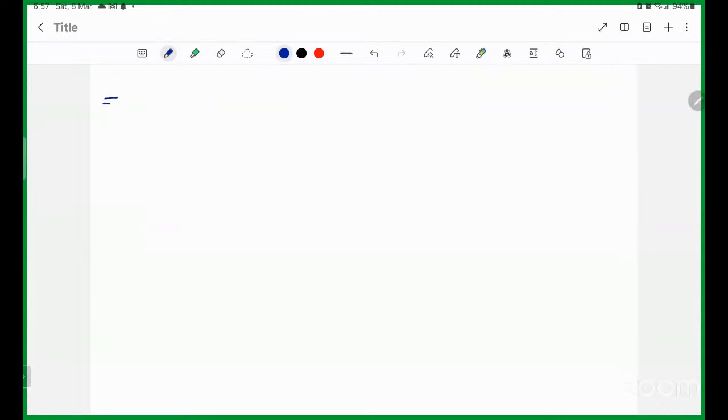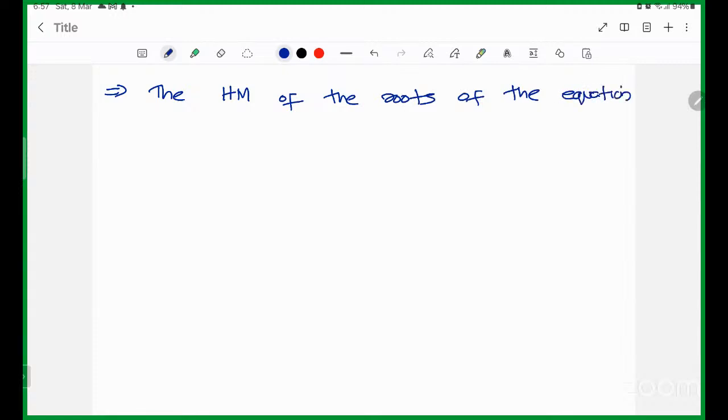Another question. The harmonic mean of the roots of the equation x square minus 8x plus 4 equal to 0.